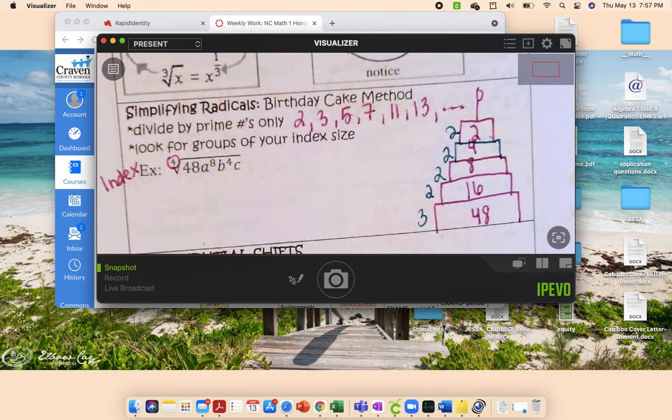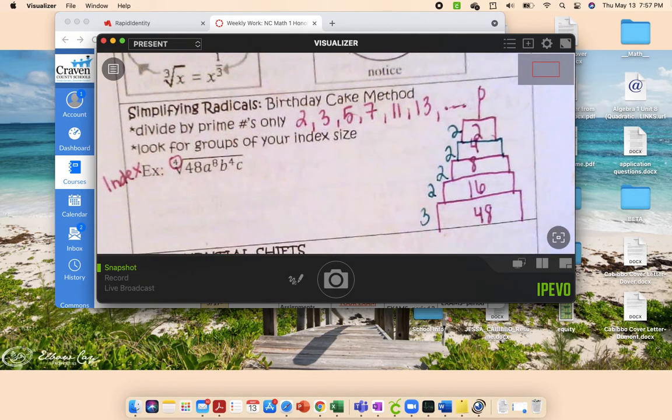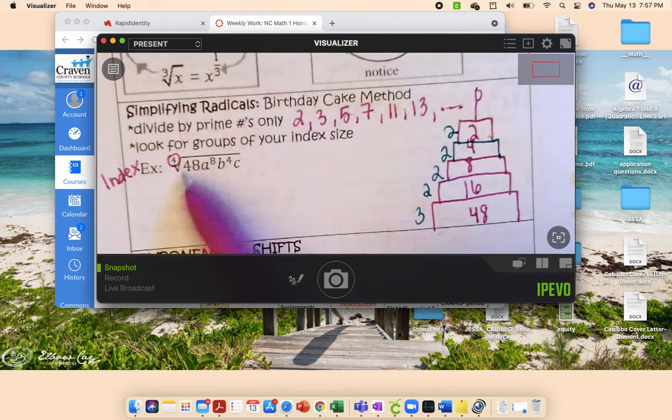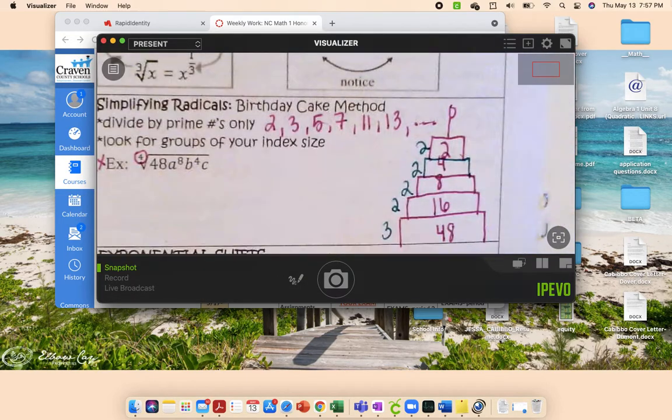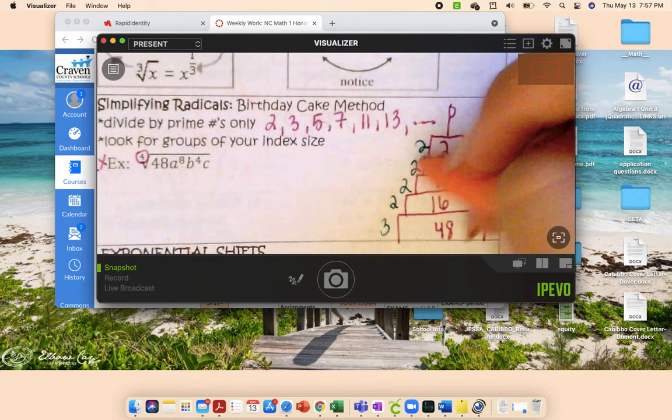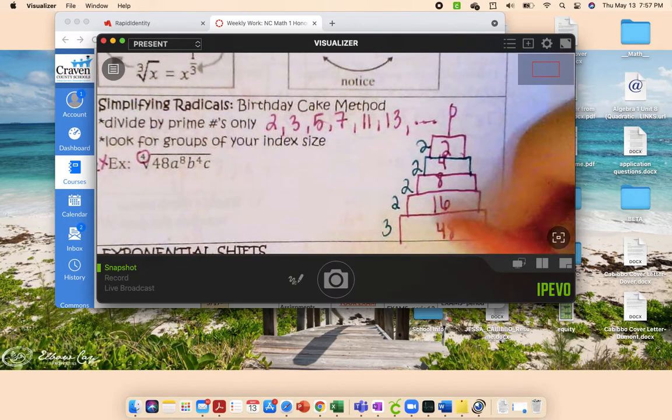When I'm simplifying a radical, the index is deciding how many matching numbers I'm looking for. So since my index here is 4, I am looking for 4 matching numbers. And if we take a look at this, we have 1, 2, 3, 4. We have 4 2s.